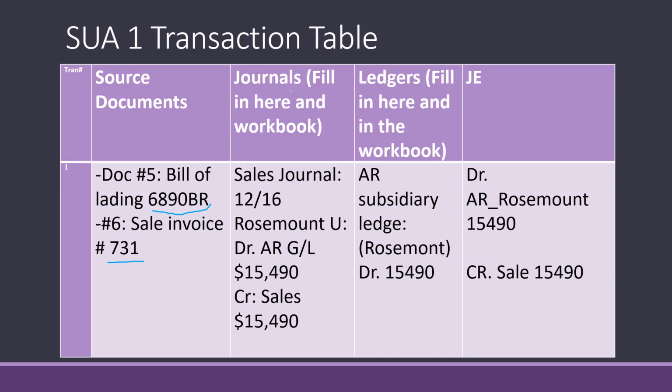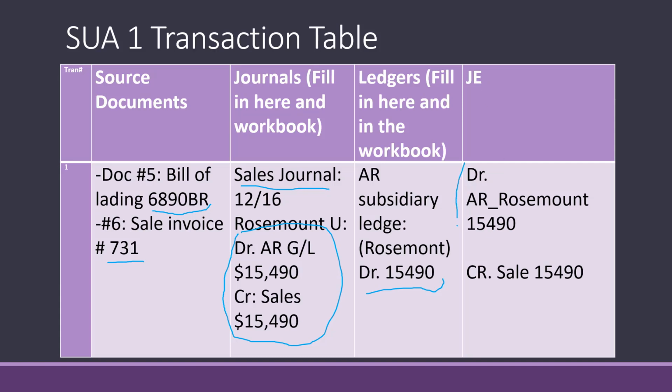In terms of journals, what we did is fill out the sales journal, and the date is this. You can skip the date, that'll be fine. What we did is debit accounts receivable, general ledger, this amount, and credit sales. So this basically documents what we have done. And then in ledgers, we also posted to Rosemount University this much debit. And now you want to do the journal entries for this transaction.